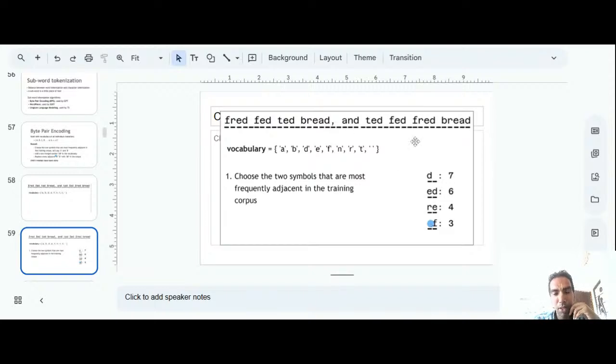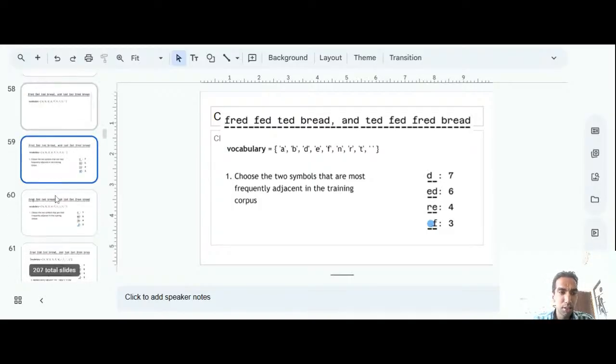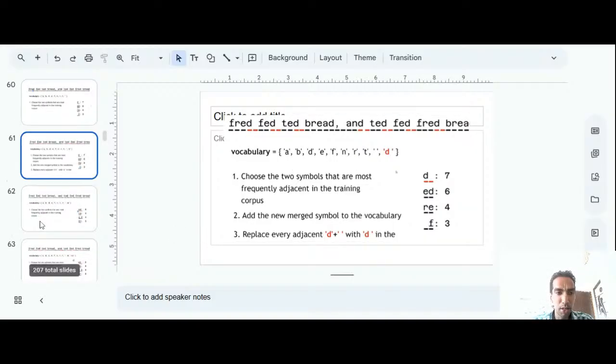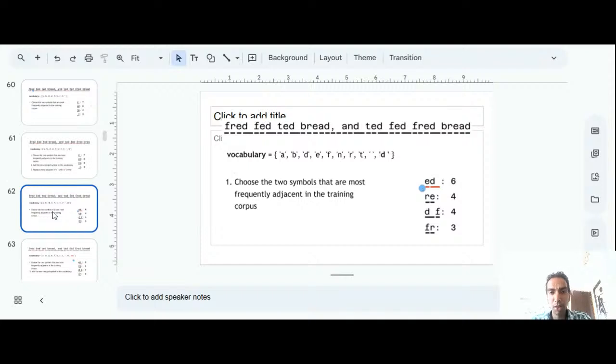Okay, no problem. Basically, somehow we calculate the frequency of these two-lettered words, and we see that D space is the two-lettered word which has the highest frequency. So we will insert this word also in the vocabulary. D space will become a single token. Right now there are two different tokens, D and space, but now D space is inserted into the vocabulary. It will look something like this. You can see the lines are joined.